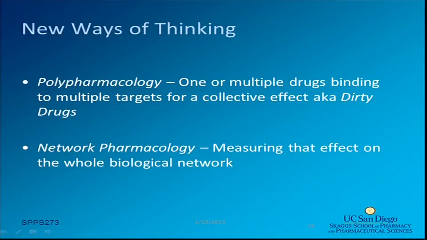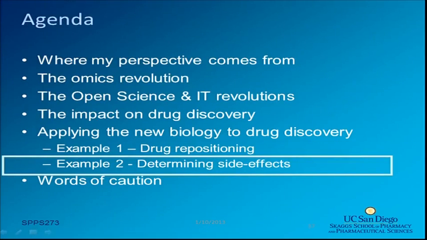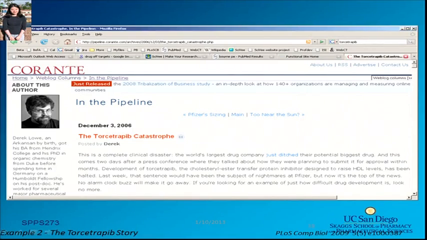So it all comes from this new way of thinking about polypharmacology, one or multiple drugs binding to multiple targets. This whole notion is also called dirty drugs. And then network pharmacology, which I'll say just a little more about in a second before I finish, is affecting the whole biological network. So I'll give you an example of how you start looking at perturbations to the whole biological network, because we now have inroads into systems biology that allow us to do that.